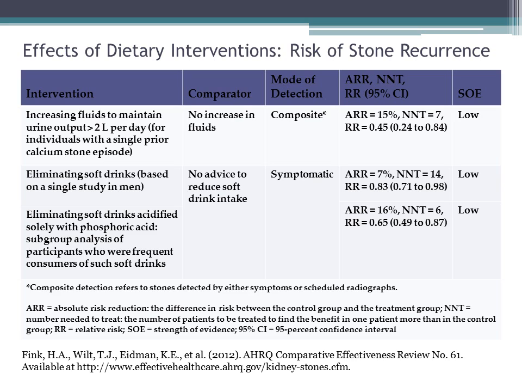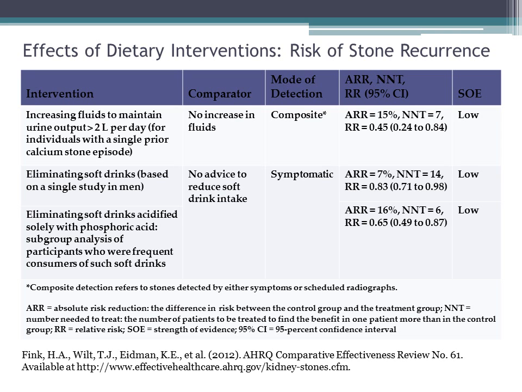If we look at the first table, this lists the comparative effects of various dietary interventions on the risk of stone formation, along with their ratings. The ones discussed on this slide include increasing fluid intake and eliminating soft drink intake. Specifically, when increased fluid intake maintained a daily urine output of greater than 2 liters per day, there was a significant reduction in stone recurrence compared to no increase in fluid intake.